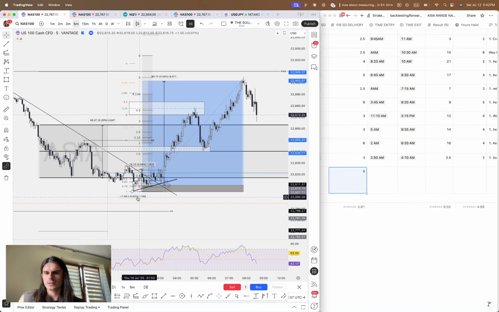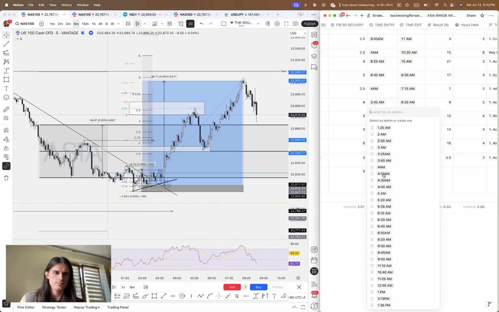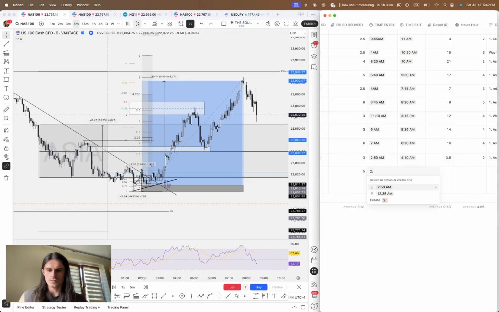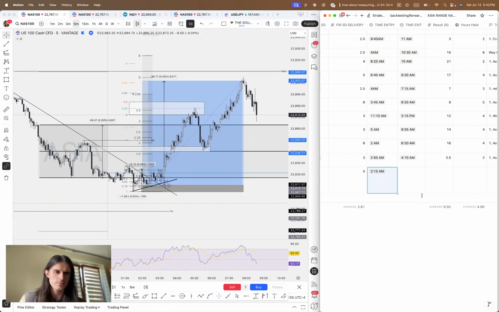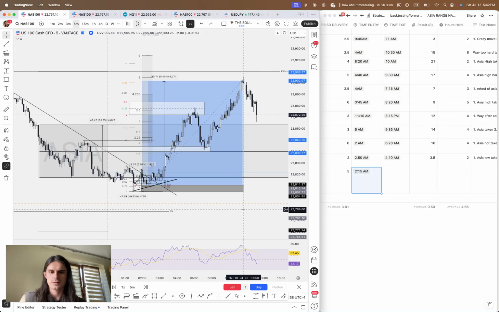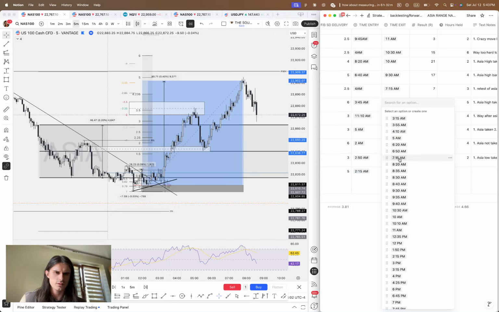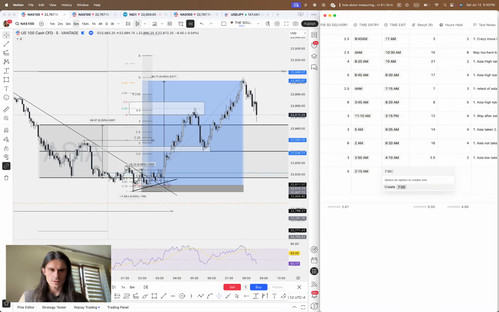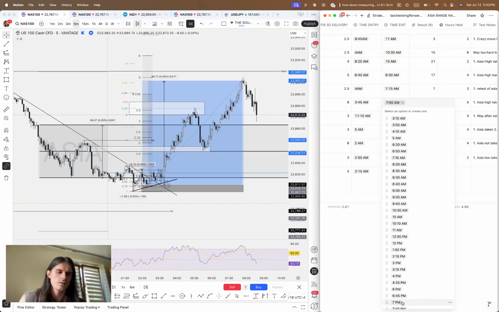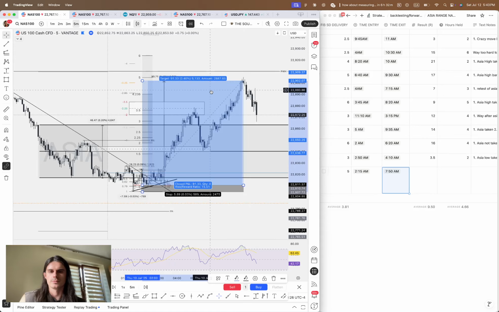Okay. Now we'll look at the time of entry. My entry was at 2:15 a.m. Now time of exit. I exited at 7:50 a.m. Then the R multiple, 15.